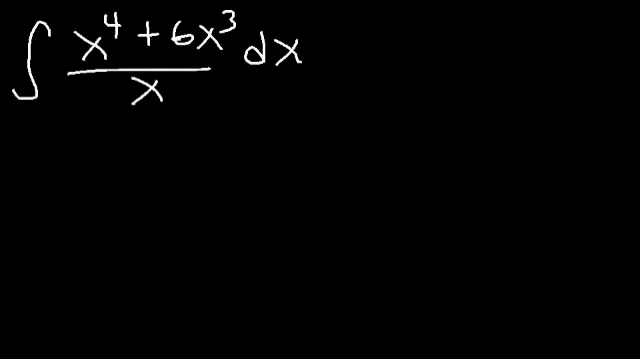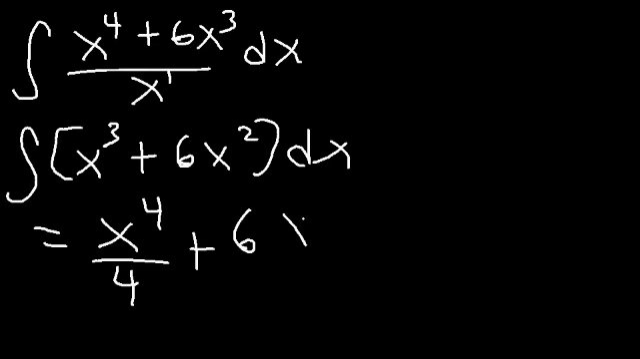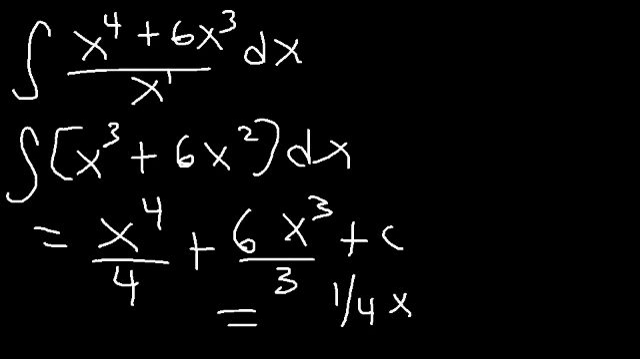Let's try this one. (x⁴ + 6x³) divided by x dx. What should we do here? What would you do in this problem? Now, if you have a fraction with a single term in the bottom, separate it into two smaller fractions. So x⁴ divided by x is x³. 6x³ divided by x is 6x². And now, as you can see, it's fairly easy to find the antiderivative. So this is going to be x⁴ divided by 4 plus 6x³ divided by 3 plus c, which we can write as 1/4 x⁴ + 2x³ + c.